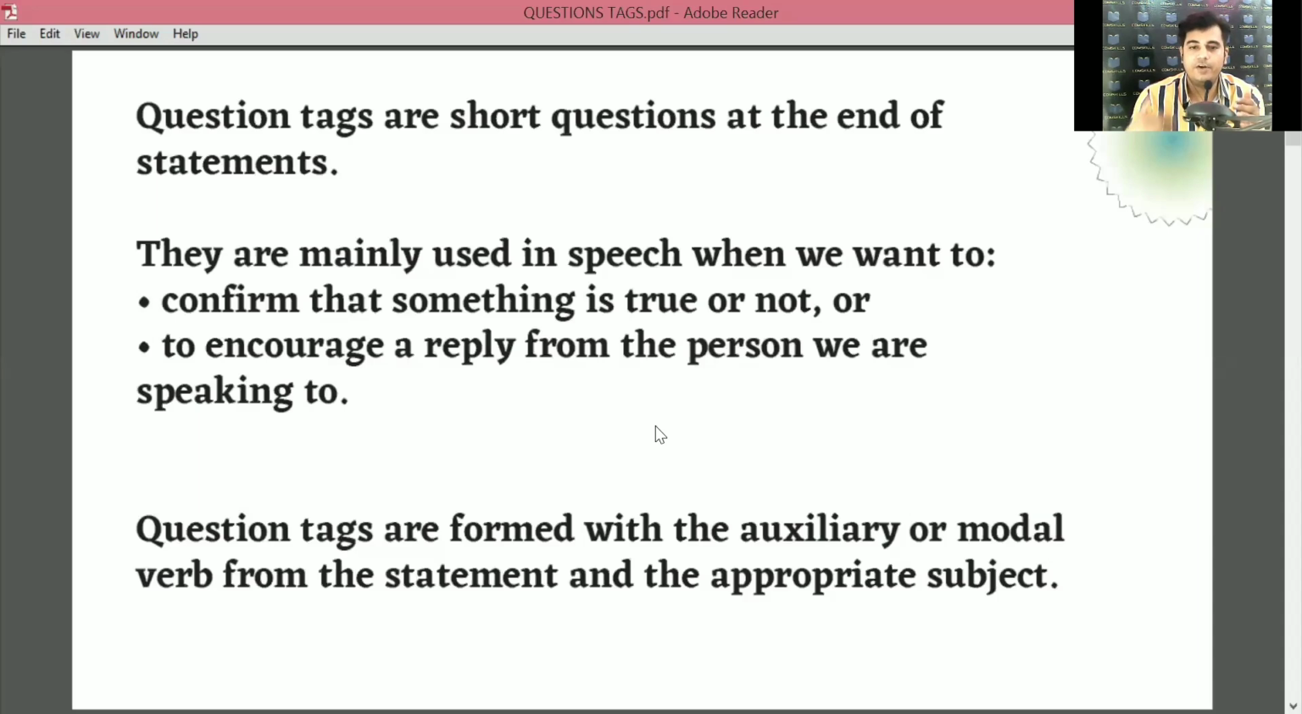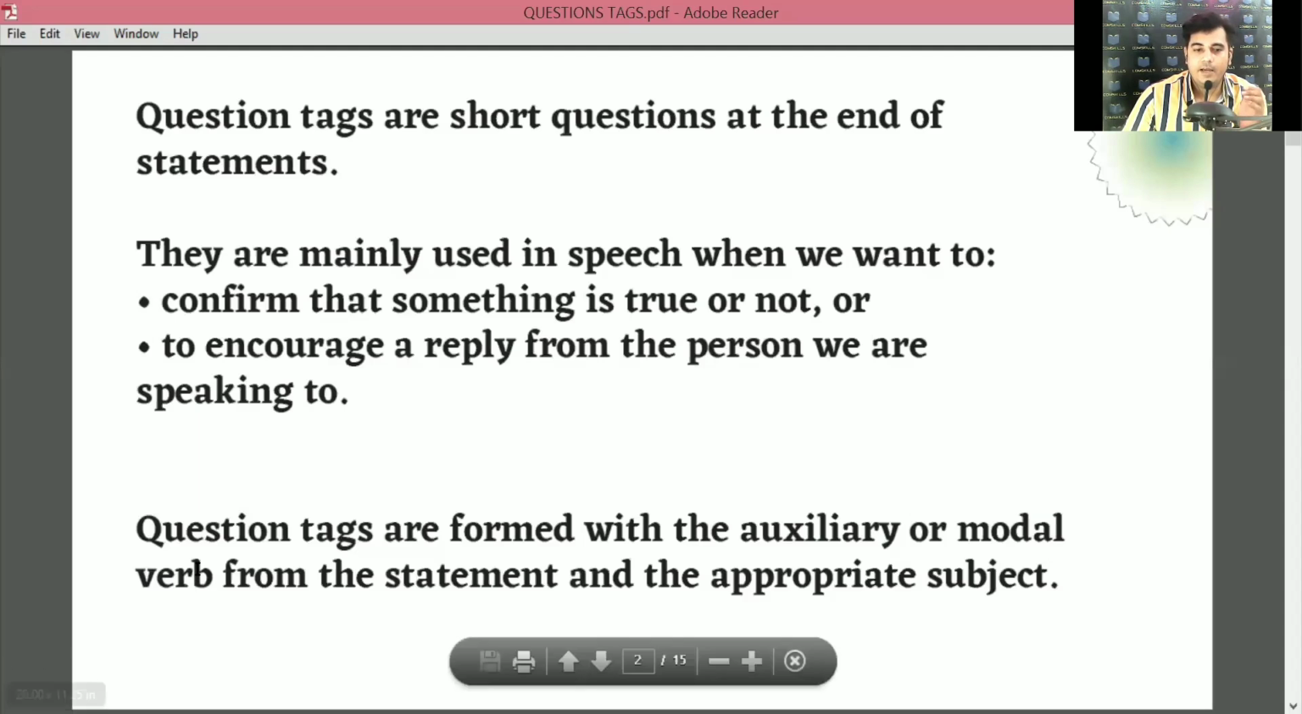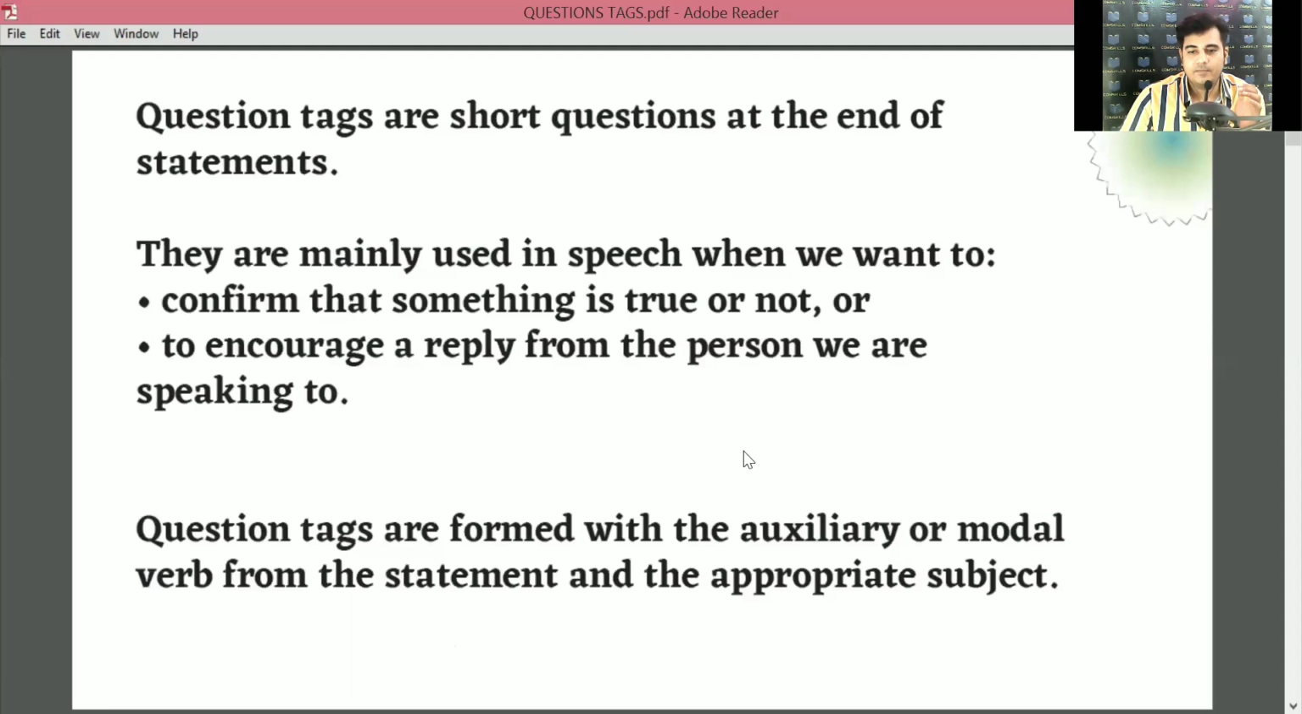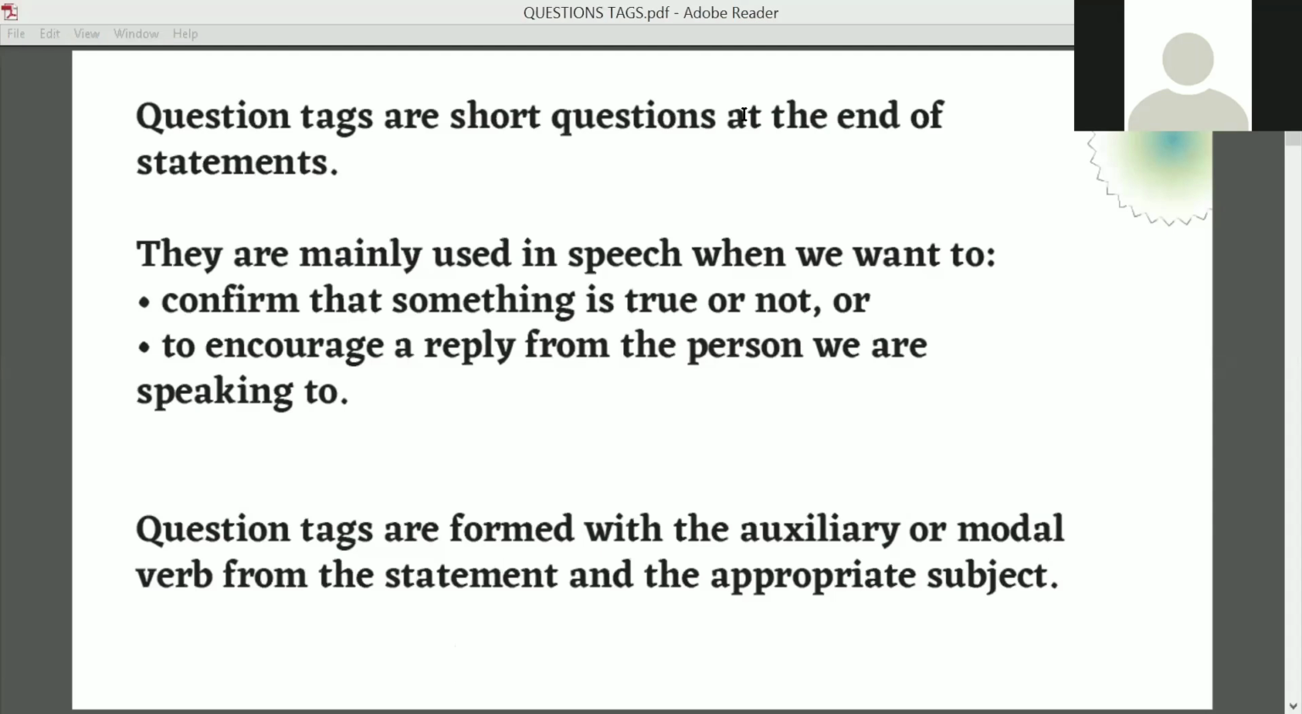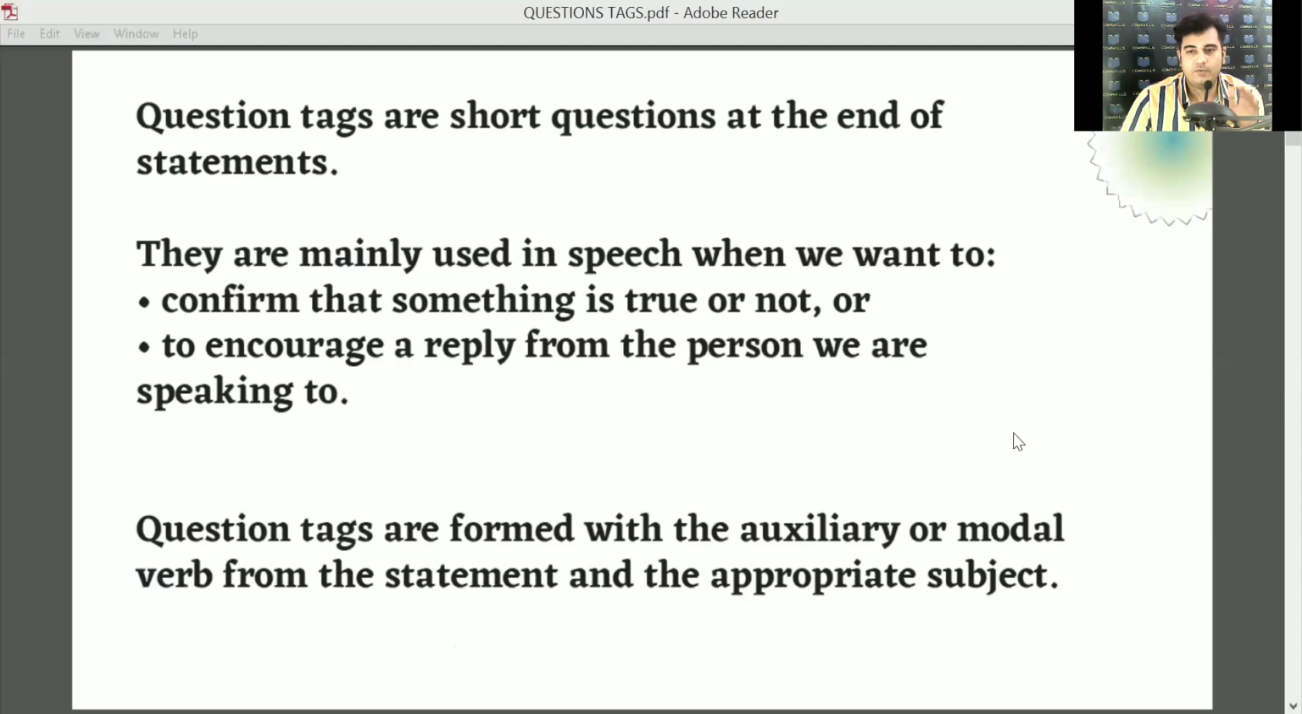So sometimes we encourage the people. We push the people to answer the questions. Okay. And question tags are formed with the auxiliary or modal verb from the statements. That depends upon what kind of auxiliary or modal verb is used. So we use the question tags according to the auxiliary or modal verbs. So I think that is clear about what question tags are, and what is the meaning of question tags.